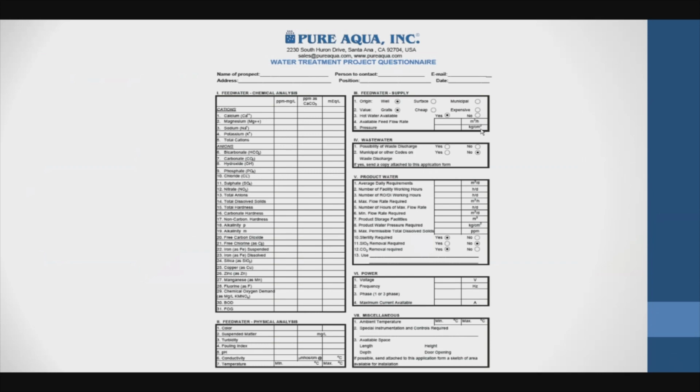So let's assume the recovery is about 80%, and we're feeding the system about 100 GPM. That means the system is going to produce 80 GPM, and 20 GPM is going to go to the drain.